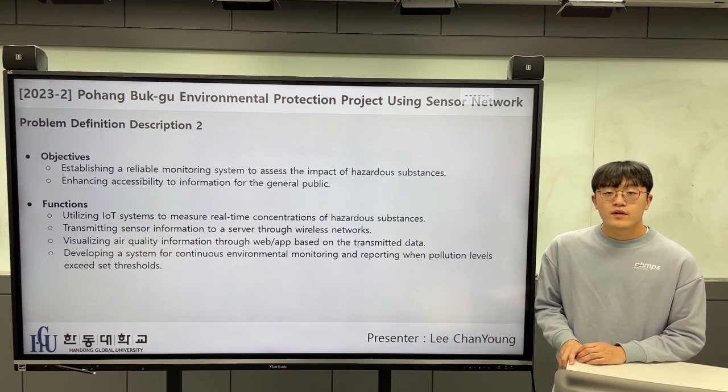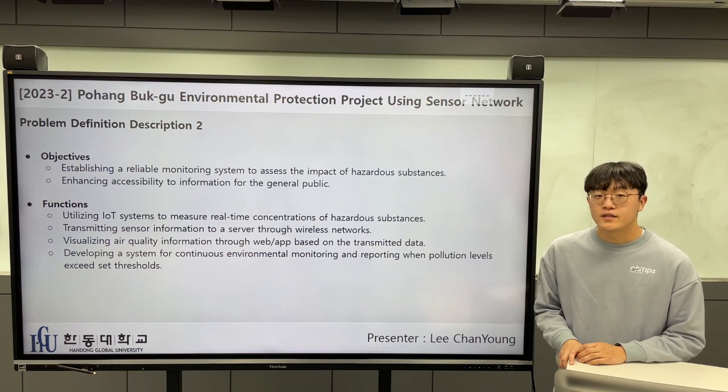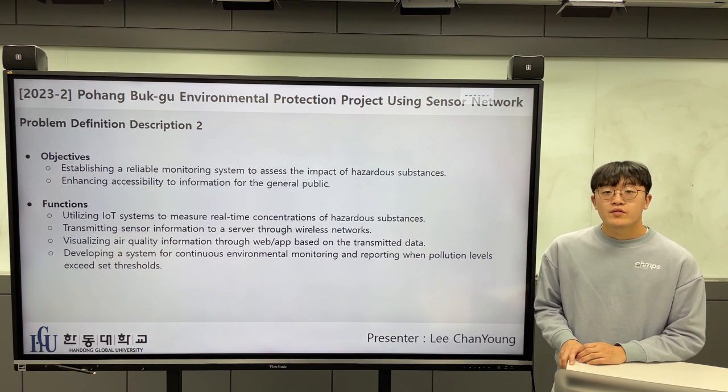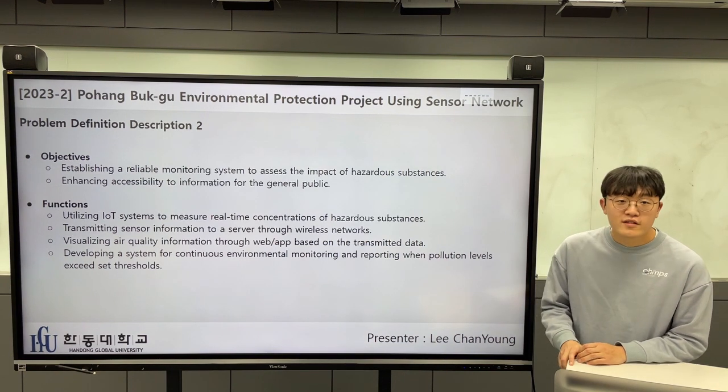The system will function by measuring hazardous substance concentrations in real time, transmitting data wirelessly, visualizing information through web and app interfaces, and enabling citizen reporting when pollution exceeds thresholds. Through these efforts, we aim to create a safer and more transparent environment in industrial areas.